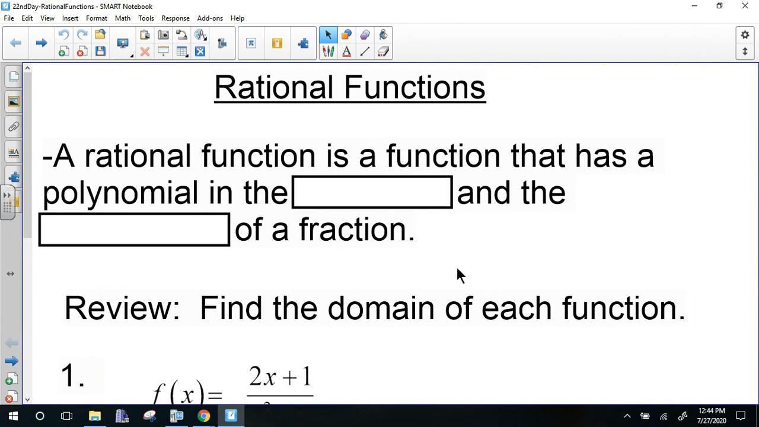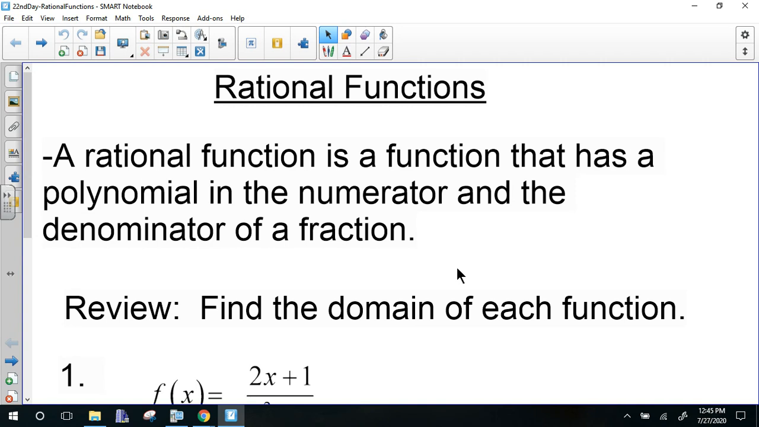We want to continue our sections on graphing functions, and we're going to start today with rational functions. We've already looked at polynomial functions, specifically quadratic. So now we're going to change gears a little bit and look at some rational functions. A rational function is a function that has a polynomial in the numerator and in the denominator of a fraction.